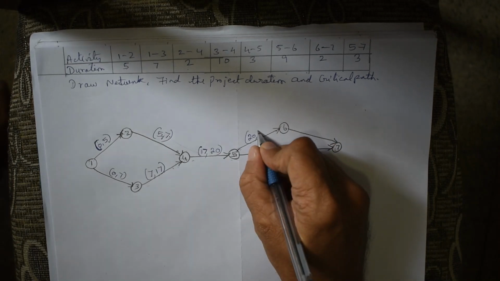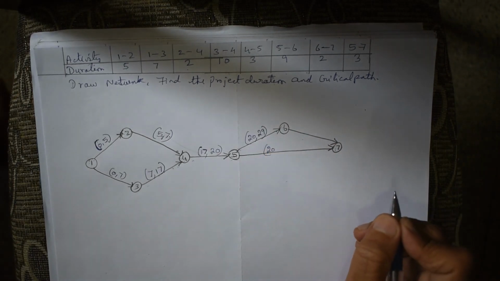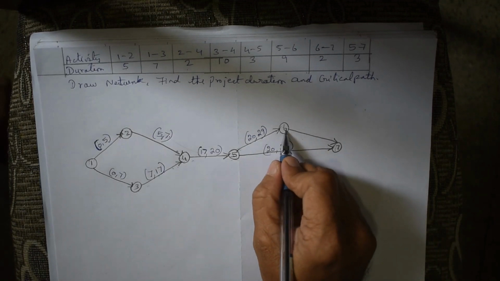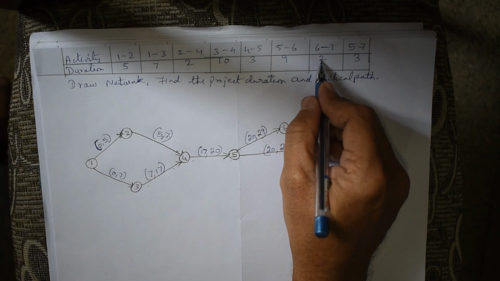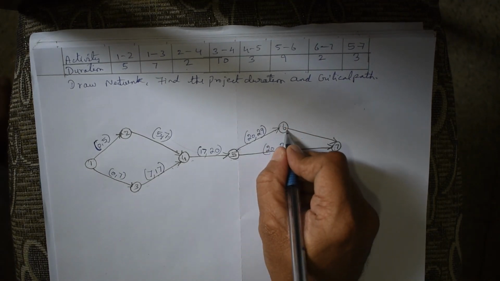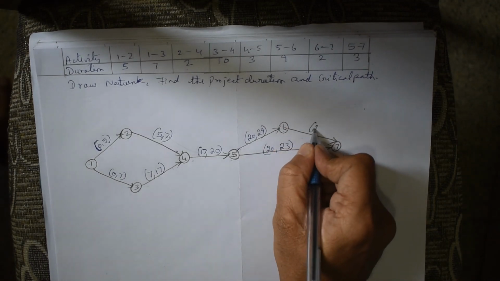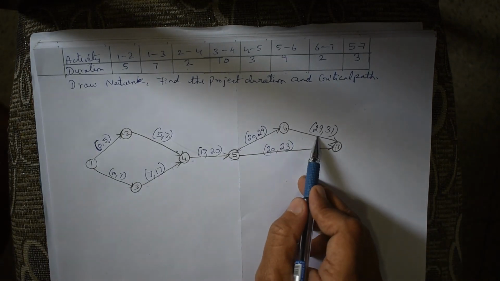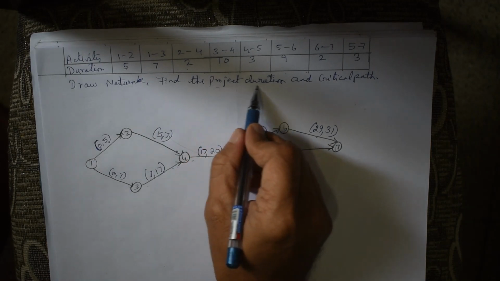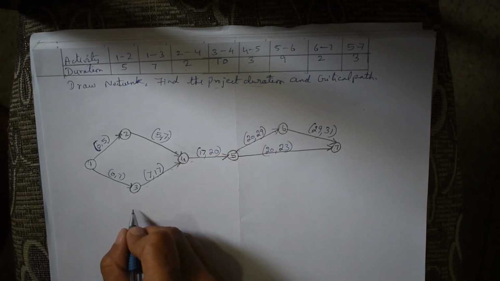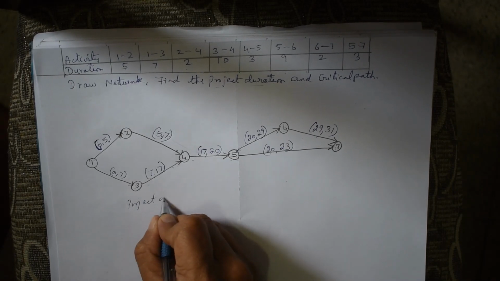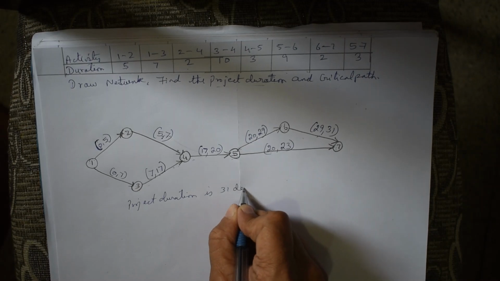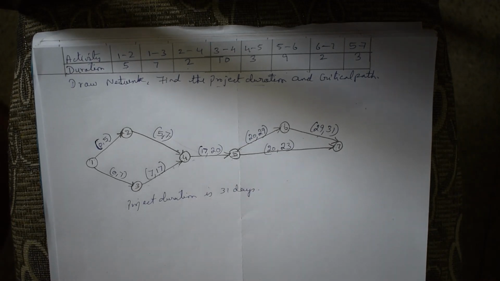5 to 6 is 9, which means 20 plus 9, 29. 5 to 7 is 3, which is 23. Then finally 6 to 7 is 2. 6 to 7 can commence only after 5 to 6 is completed, which is 29 plus 2, 31. So this gives the answer for the question, find the project duration. The project duration is 31 days. Then what's the next question?